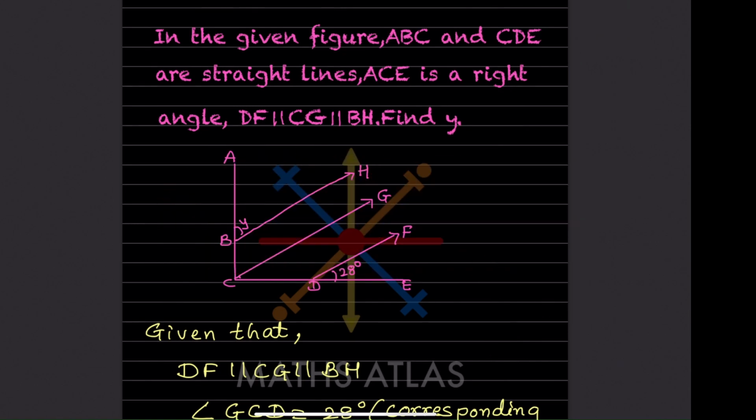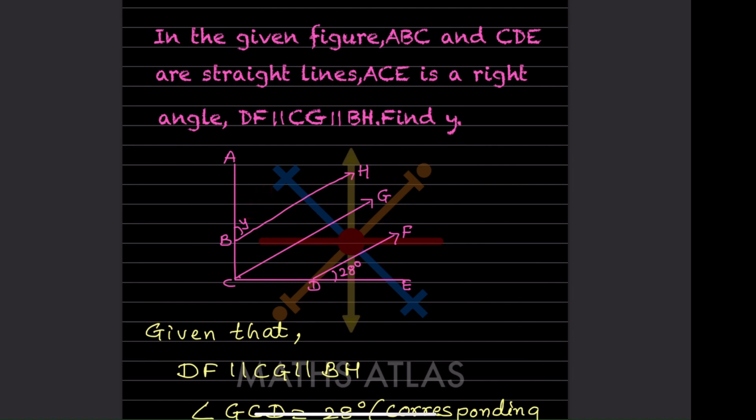So let us see this question over here, that in the given figure ABC and CDE are the straight lines. So here AC is a right angle and it's given here DF is parallel to CG is parallel to BH, and we have to find this Y.